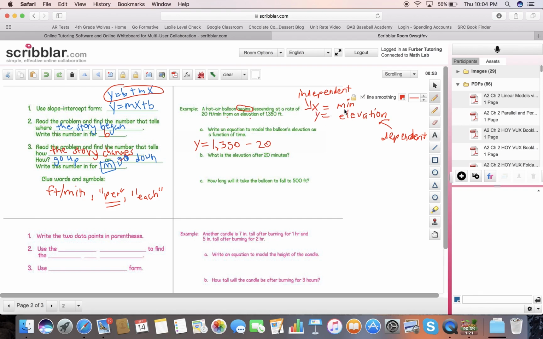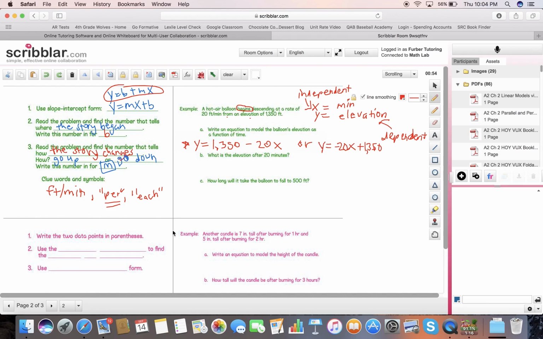Well, the variable that represents minutes is x. So right here is my linear equation, or you could write it the other way, y equals negative 20x plus 1,350. You could write it that way, okay? Still in slope-intercept form, okay? But to me, it makes more sense to keep your starting point first. So that's why I prefer to write it this way.